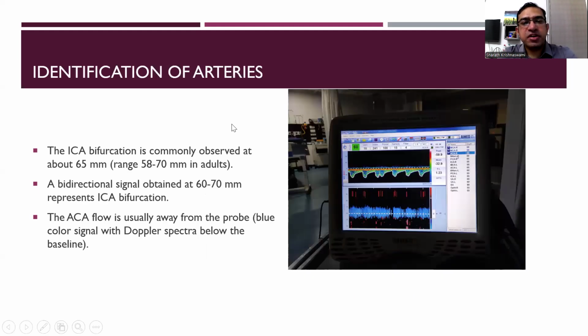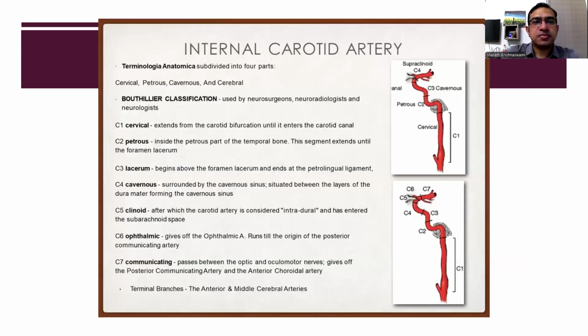The ICA bifurcation, that is the internal carotid artery bifurcation, is seen at a distance of about 65 millimeters. And you will see a bidirectional signal at 60 to 70 millimeters, which represents the ICA bifurcation. The ACA flow is always away from the probe. If you look here, it is below the baseline and it is in blue, which means the flow is away from the probe. So this is how you will identify the anterior cerebral artery.